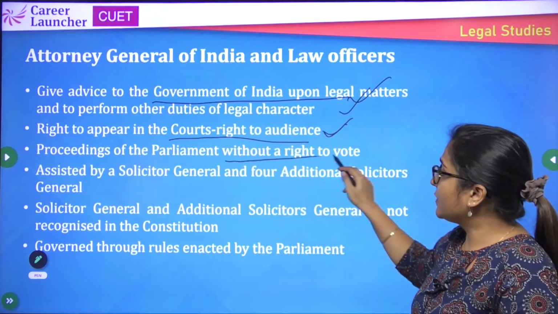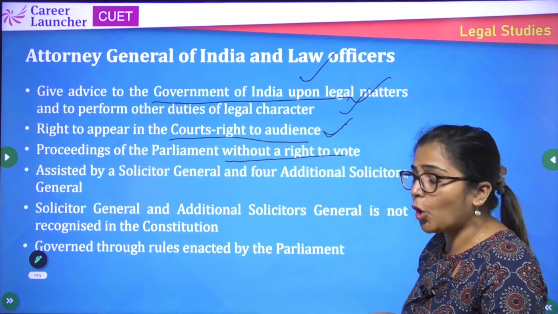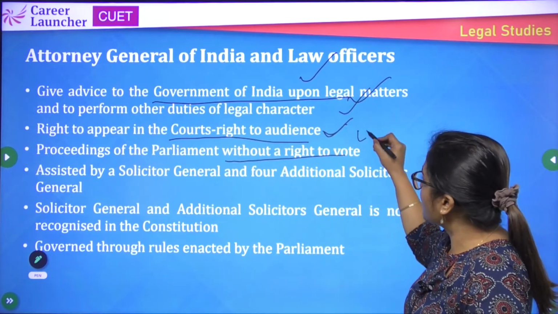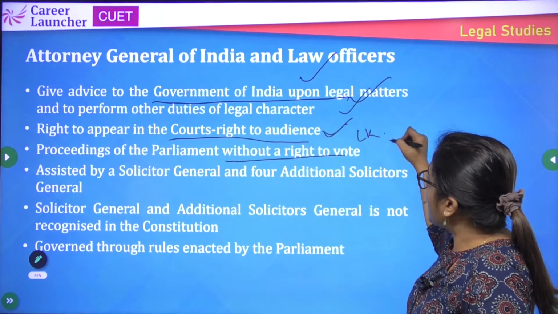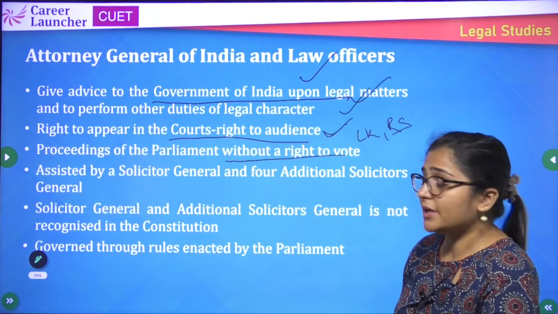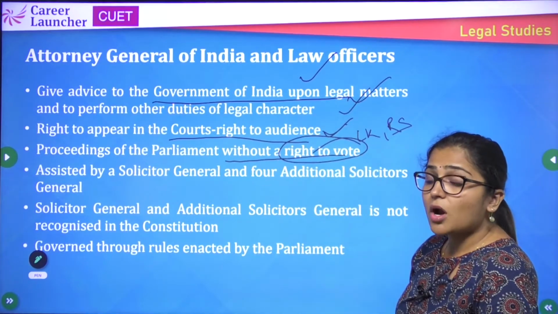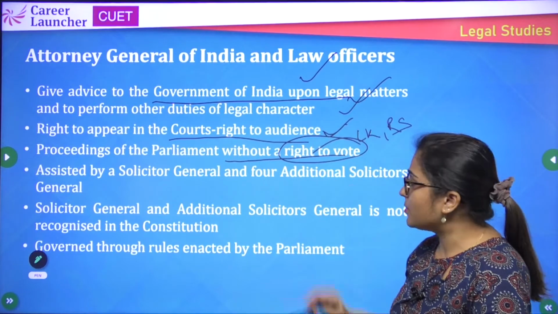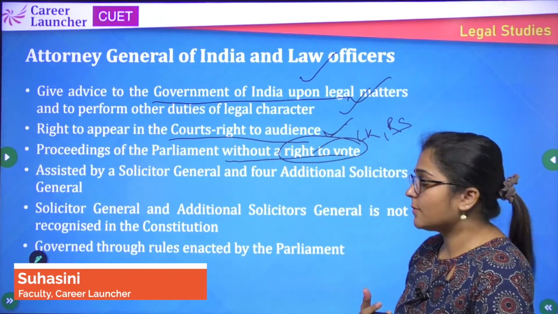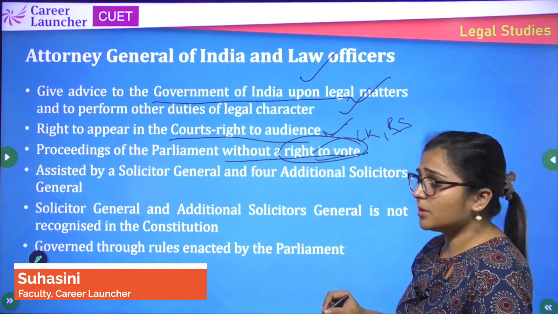Proceeding of Parliament without a right. So the Attorney General, being a constitutional body, can also attend the proceedings of Parliament, that is Lok Sabha and Rajya Sabha. He can go, he can attend, he can watch the proceedings, but they don't have a right to vote, because they are not the ones who have been elected by the people, or they have been appointed to Rajya Sabha. So they don't have a right to vote, but they can participate in the proceedings.